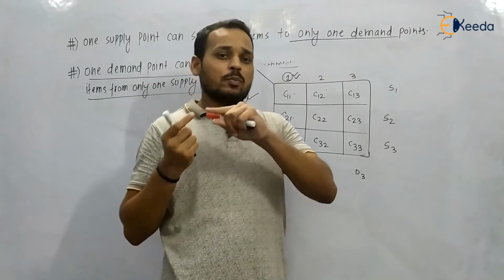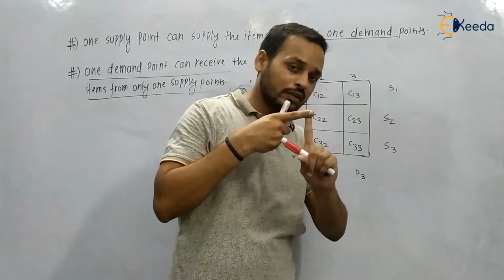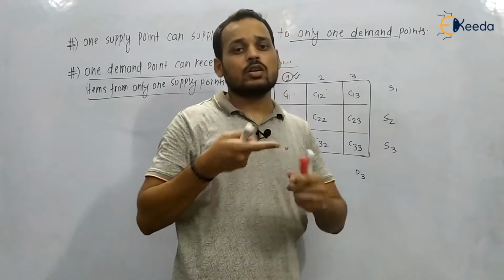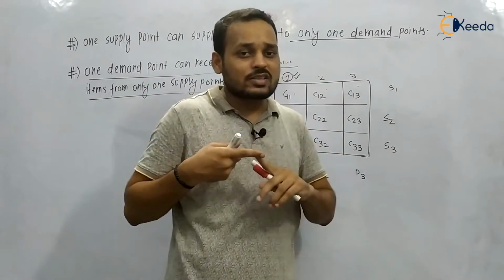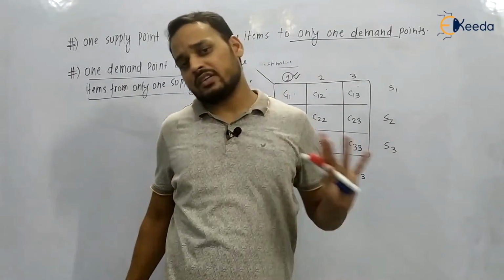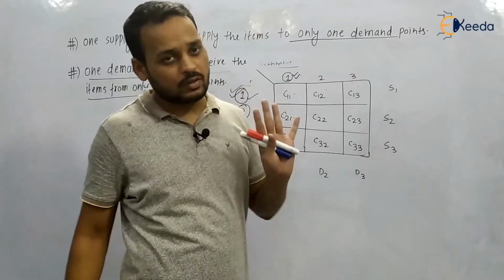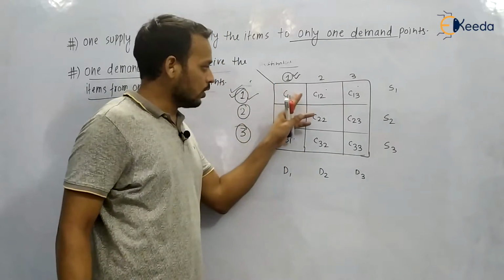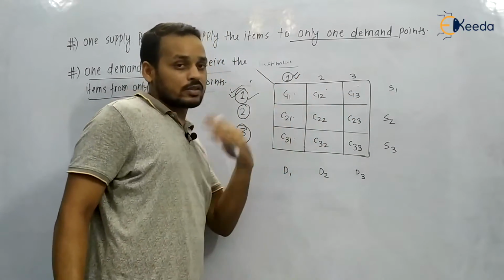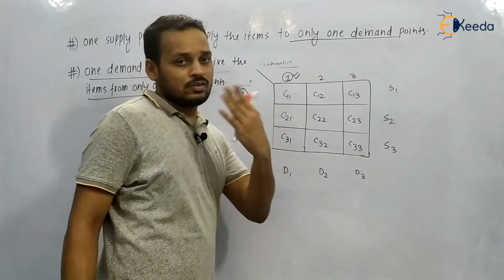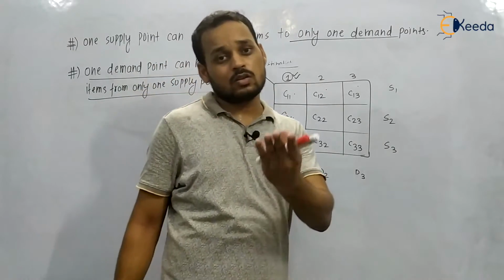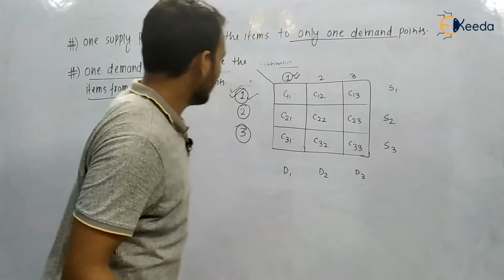Either you can supply from only one factory to the one destination, or you can receive at the one destination from only one factory. So you have to remember it: you can supply to only one destination and you can receive from only one source. Only one source. So what does it mean?